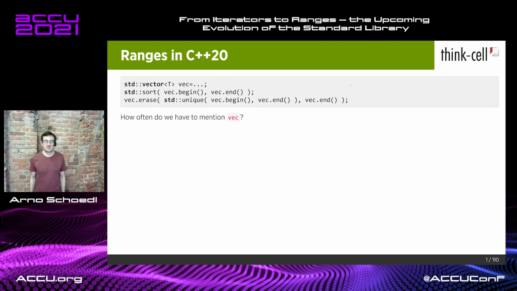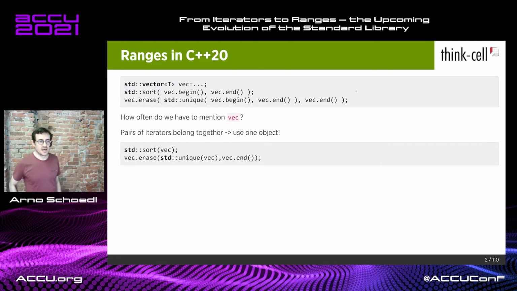And so you're mentioning a whole lot of vec and begin and end, and that's kind of tedious. So if we could put the begin and the end into one object, that would be a whole lot easier. And then it would look like this. So you have a sort, and then you have the erase, and the unique again just takes a single object. Now, this is all C++20.